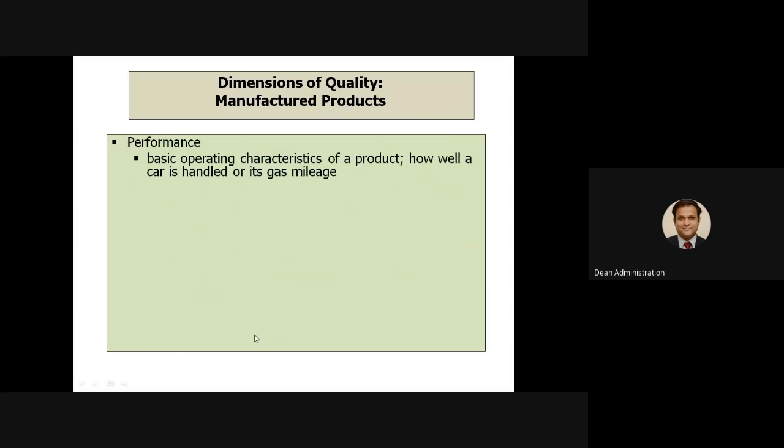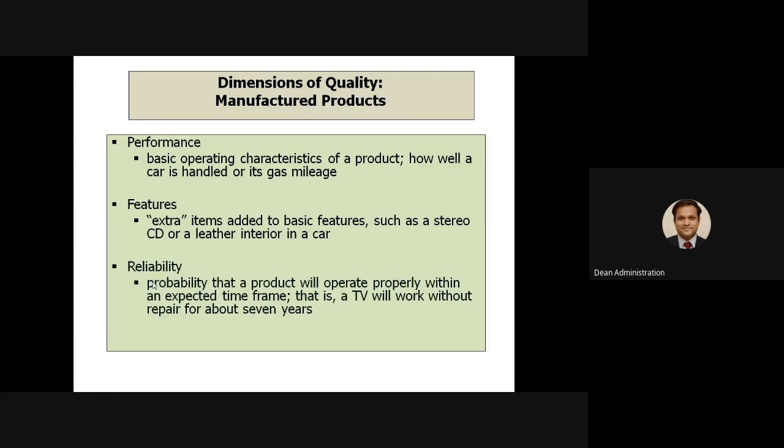The dimensions of quality, performance. Performance of a product is very important. It is the basic operating characteristics of a product. How well a car handles, or the gas mileage of the car, is an example of performance. Then for manufactured products, performance in features is another. That's another dimension of quality. Extra items, added basic features, maybe some exquisite interiors for the car.